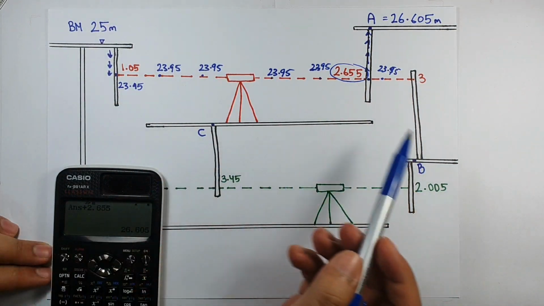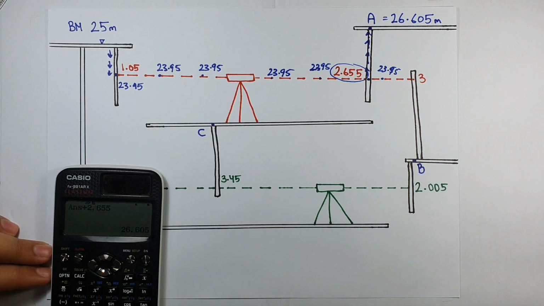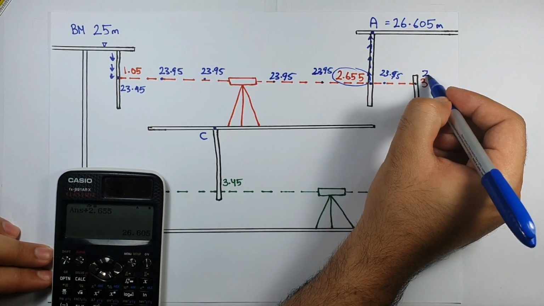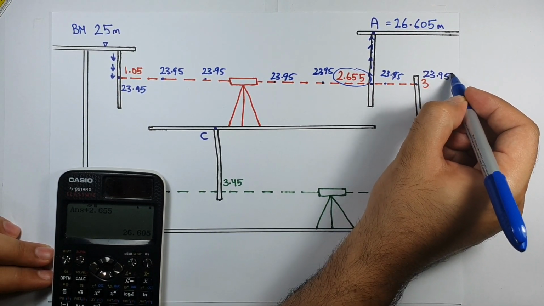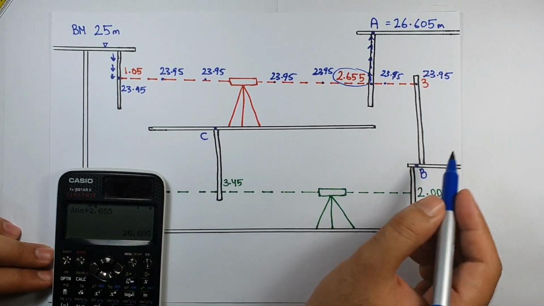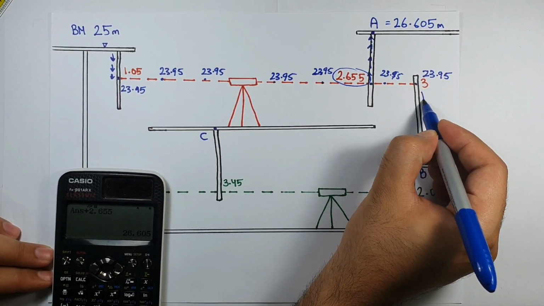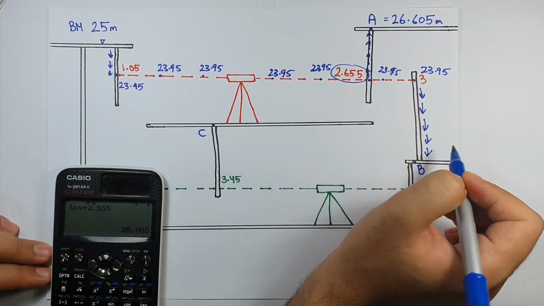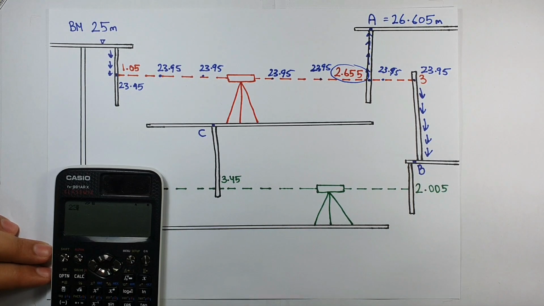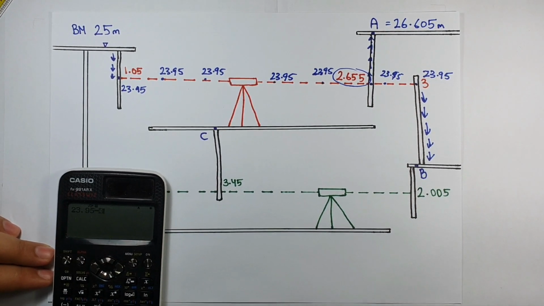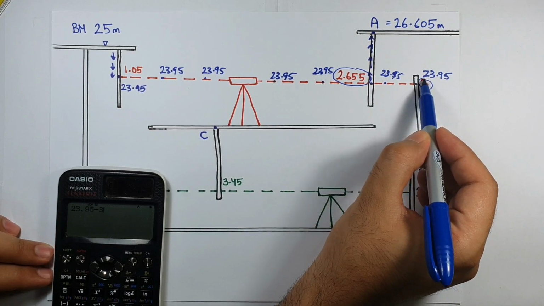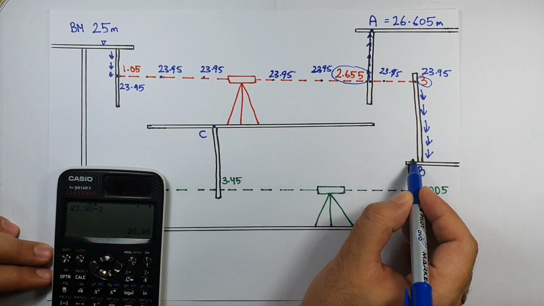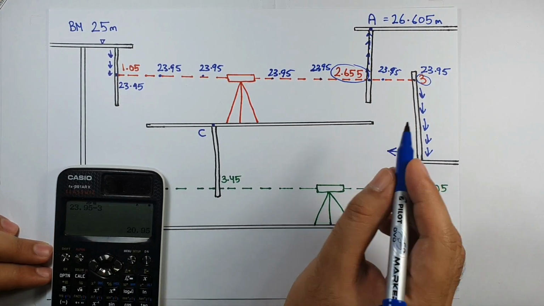Now I'll continue to reach point B. How can we reach point B? As we know, the HPC is 23.95, which is the red line. Now when I want to go to point B, I have to go down. Going down means subtracting. So 23.95 minus the staff reading 3 meters, I'll get 20.95, and this is exactly the reduced level of point B.